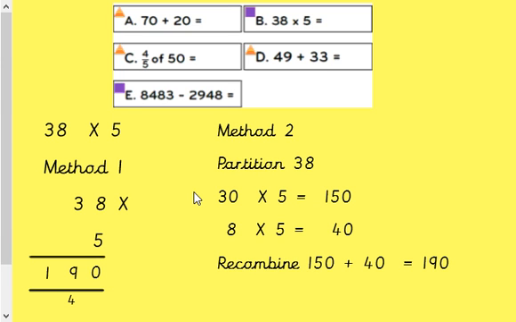Secondly, again, always partitioning. If we partition 38 into 30 and 8, and then we have to multiply each part by 5. So 30 times 5 would be 150, and 8 times 5 would be 40. And if you recombine those numbers, you'll get 190.